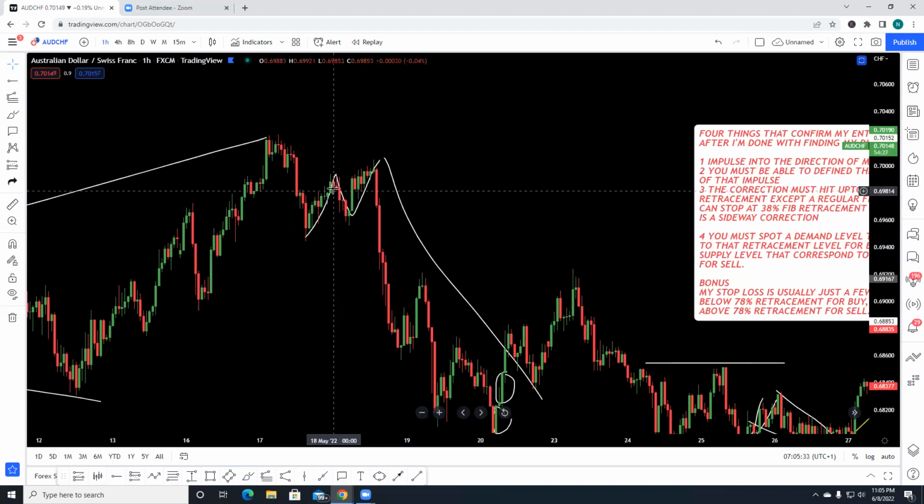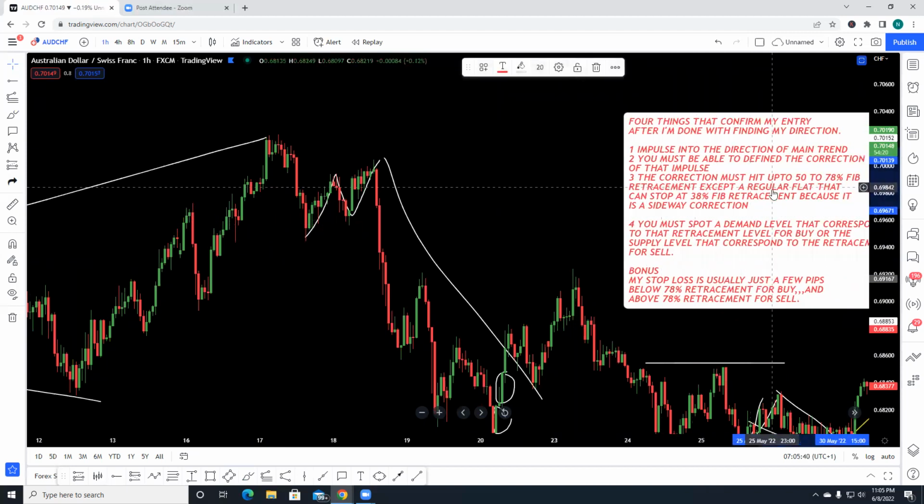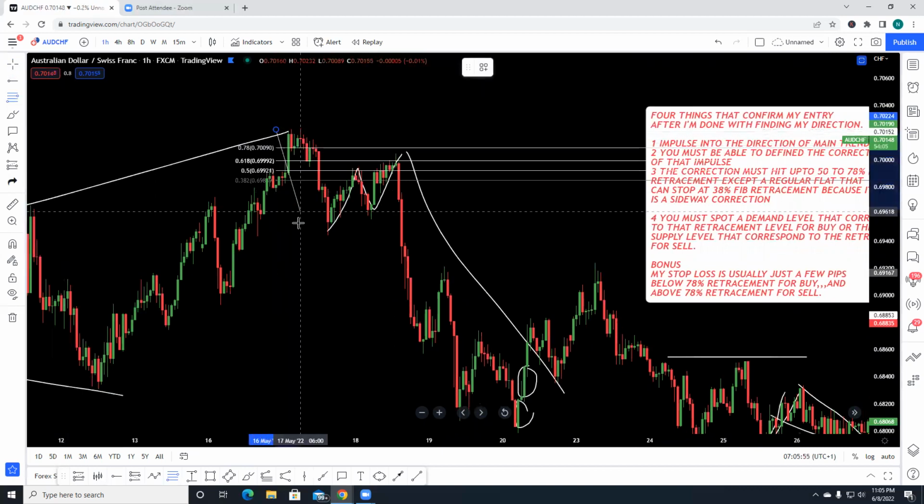We know this correction, we're able to define it. The next thing, guys, is that the correction must hit up to 50 to 78% fib retracement. Why did I have to put this 78%? This 78% is necessary in case the correction is zigzag, which is what we're going to see right now. Very good, guys. Watch. This is impulse from here to here.